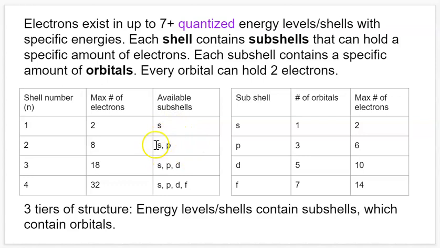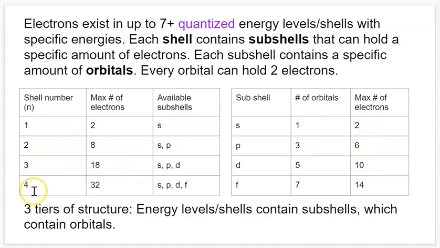So that means that we have the s, which contains 1 orbital, so that's 2 electrons, and then the p, which contains 3 orbitals, so that's another 6. So we have a maximum of 6 plus 2, and that's how we get 8 electrons for the second shell. For the third shell, now we have s, p, and d. So that means we have 5 plus 3 plus 1 available orbitals. So that means we have 10 plus 6 plus 2 max electrons. That's how we get to 18.